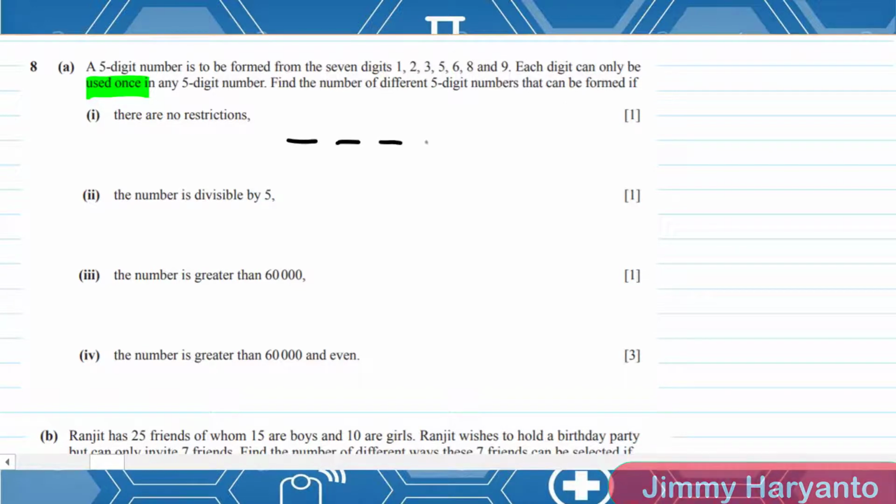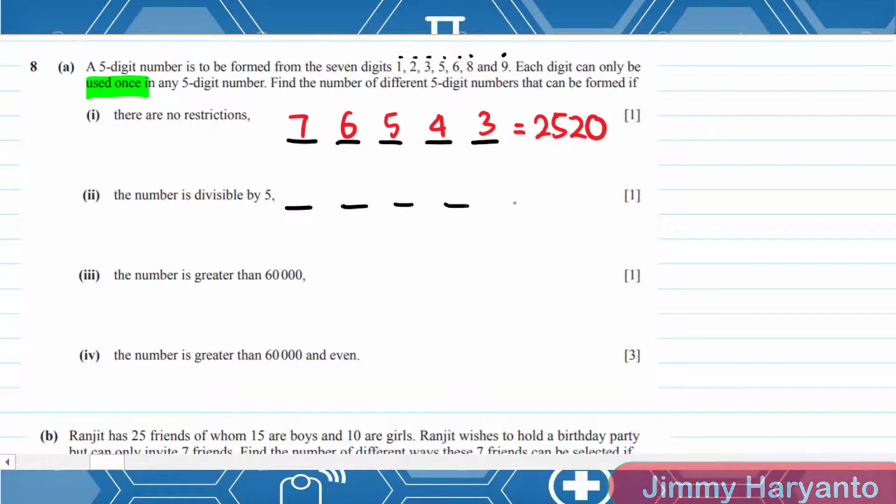We have 5 places to fill. The first one can be filled by 1, 2, 3, 5, 6, 8, 9. So we have 7 possibilities for the first digit. And then for the second digit, it will be 6, 5, 4, 3, because we cannot use a number that we already used, so it is minus 1 each time. So the answer will be 7 times 6 times 5 times 4 times 3, which is 2520.